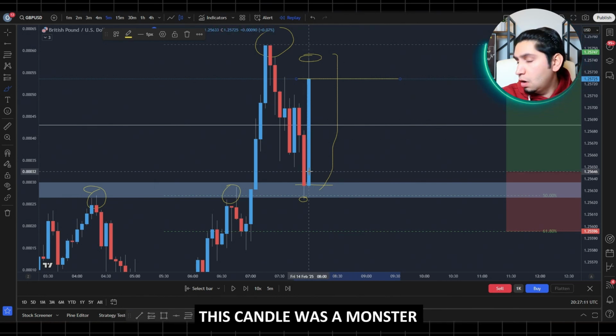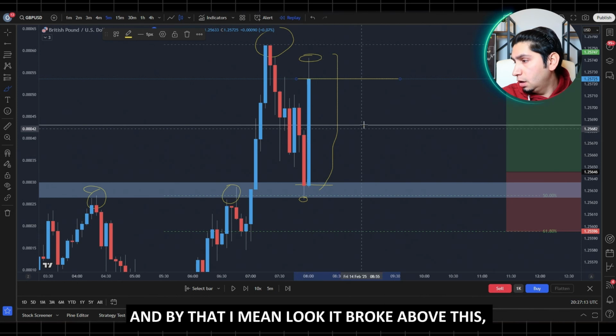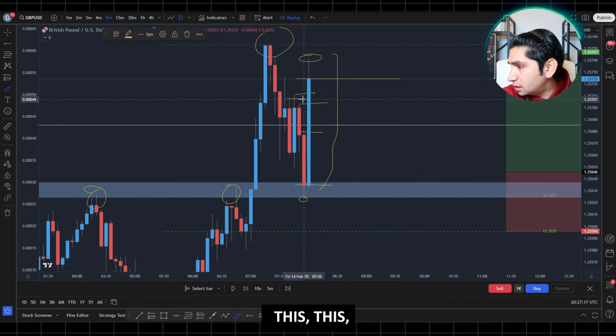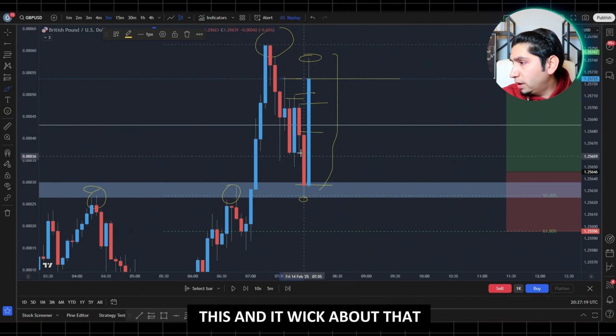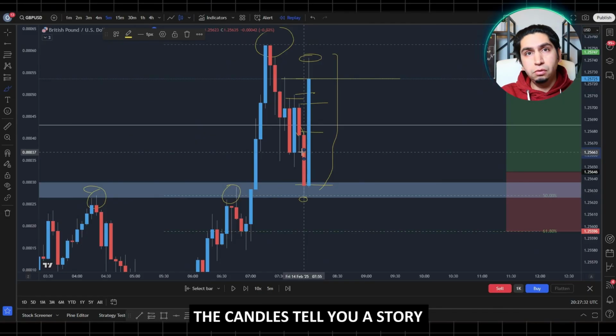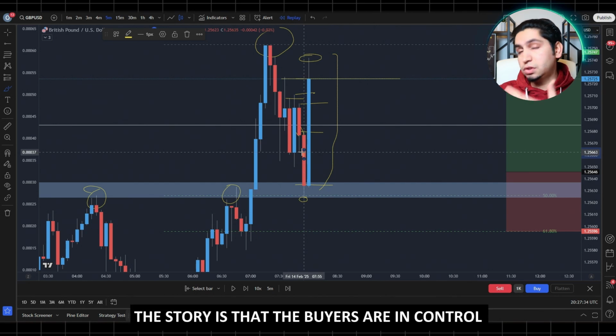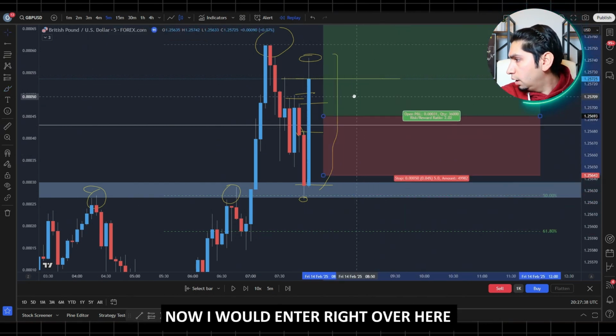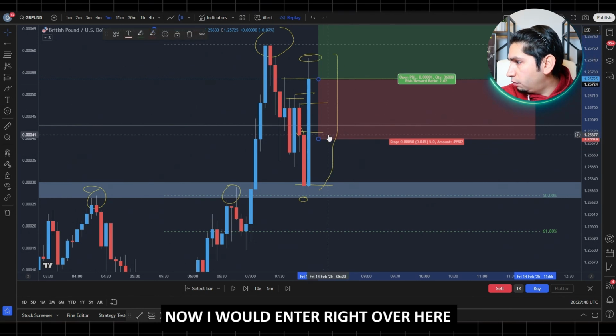Now, pay attention to this. This candle was a monster. And by that I mean, look, it broke above this, this, this, and it wicked above that. 1, 2, 3, 4. It broke and closed, candle closure, above 4 previous candles. This is very important. The candles tell you a story, and in this case, the story is that the buyers are in control.